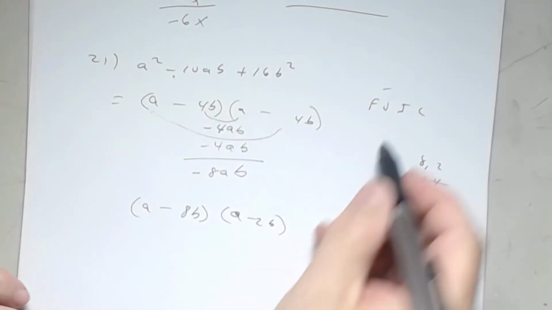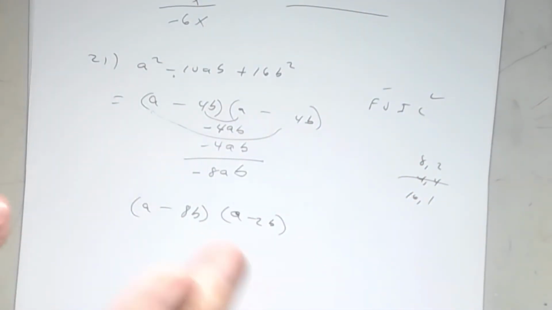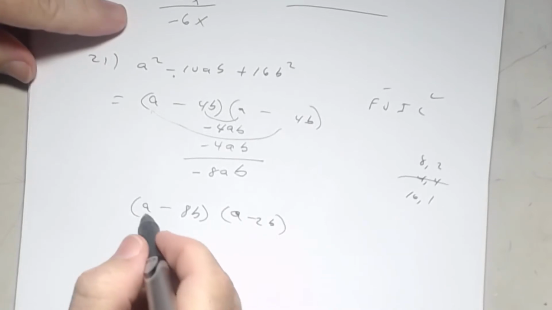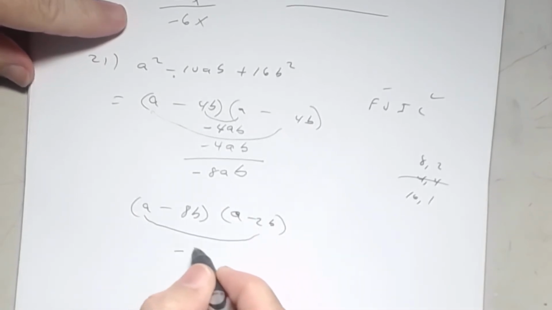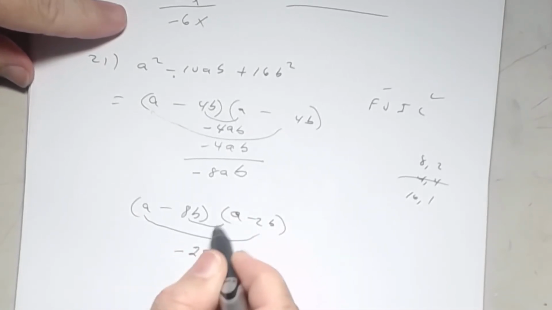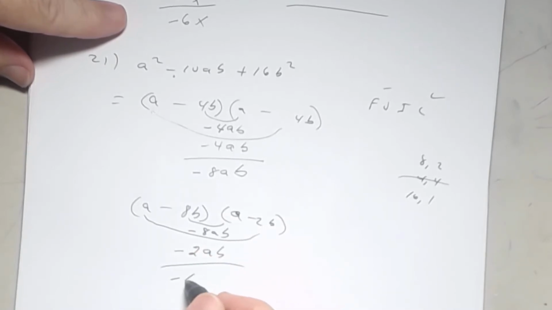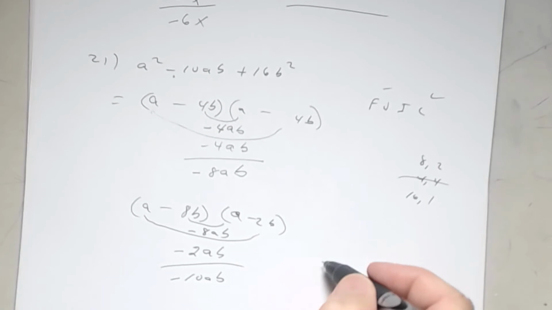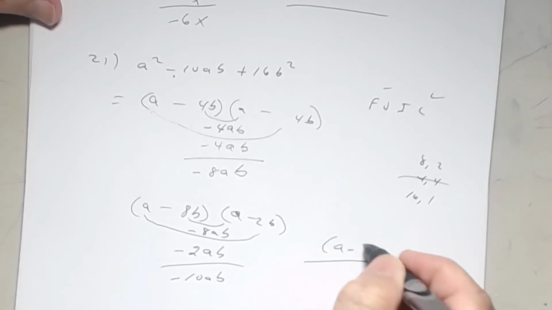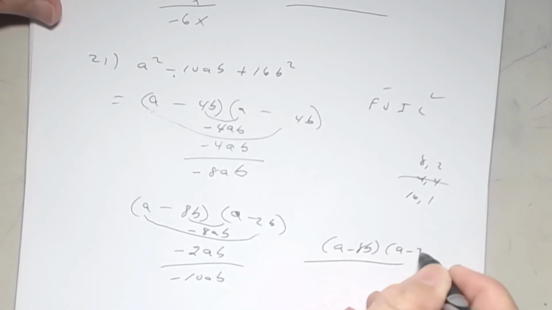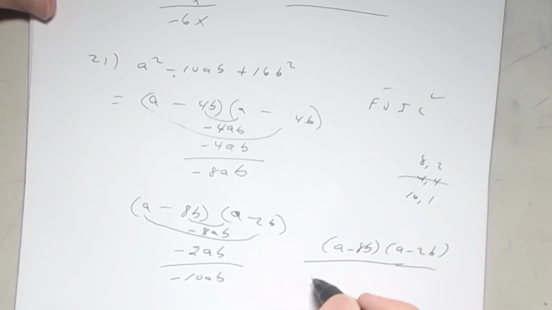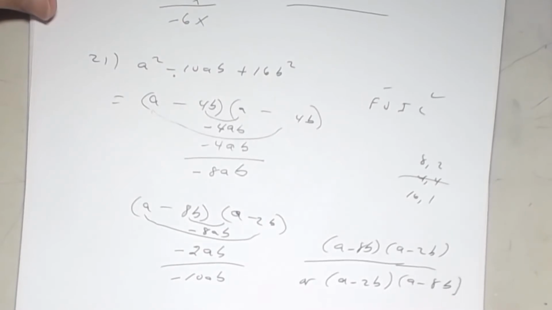Okay, so the first and the last are okay. We just have to do the outer and the inner. What's the outer? Negative 2ab. What's the inner? Negative 8ab. When I add them up, what do I get? Negative 10ab. And that's your answer: a minus 8b times a minus 2b. Or you could put a minus 2b multiplied by a minus 8b first.